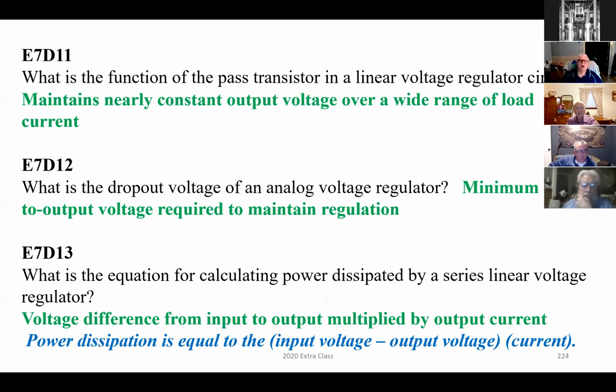Okay, what is the dropout voltage of an analog voltage regulator? It would be the minimum input to output voltage required to maintain regulation.